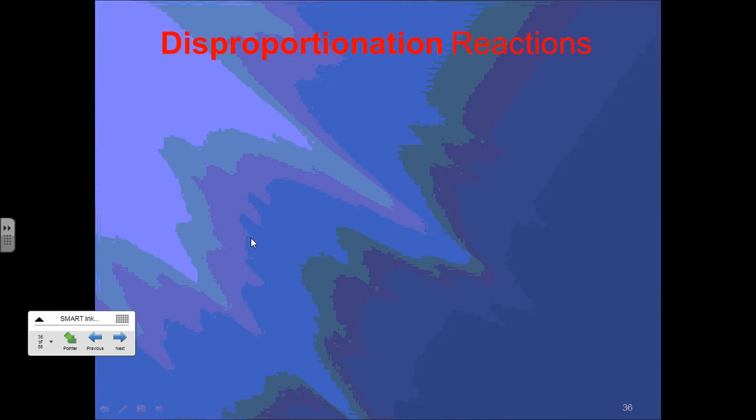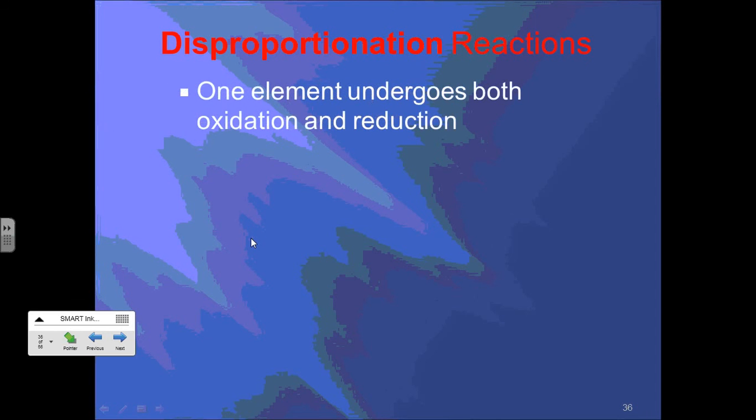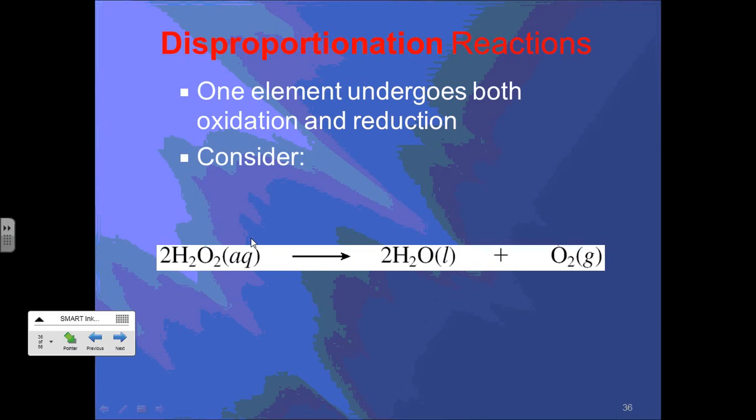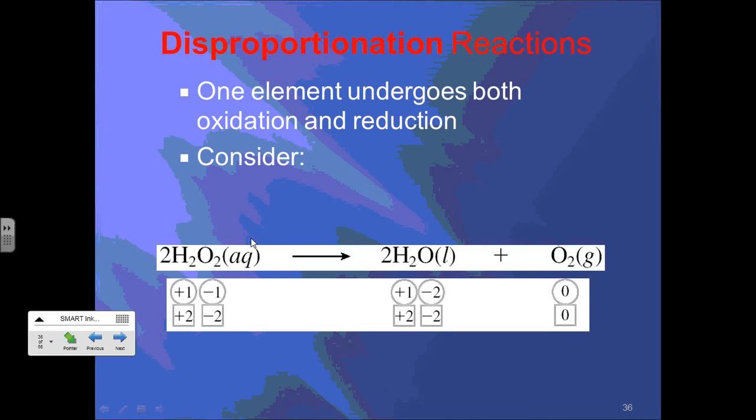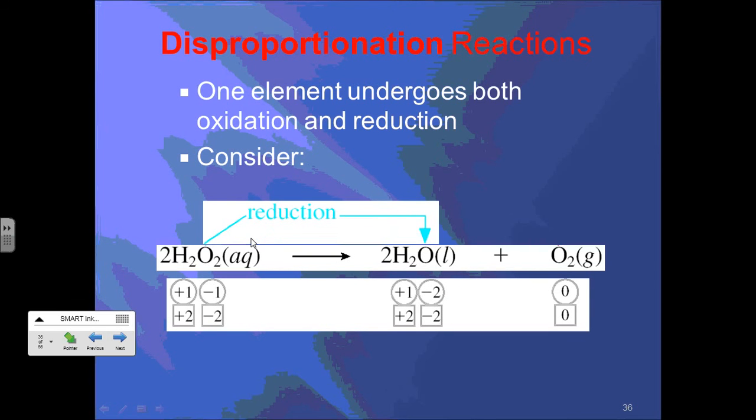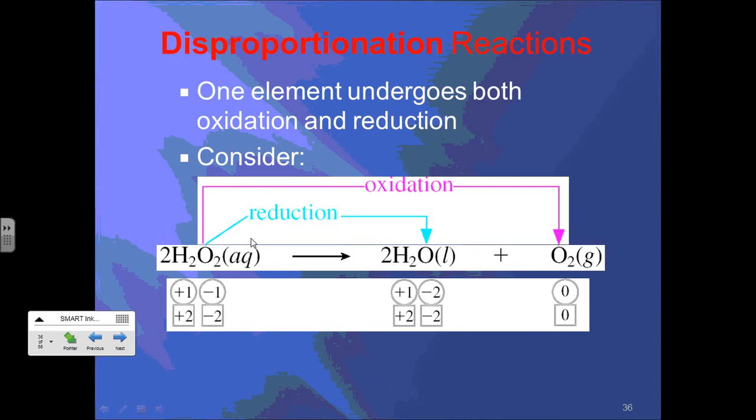Disproportionation reactions. In this process, one element undergoes both oxidation and reduction. Consider, if you will, the reaction, or decomposition rather, of peroxide. This yields water and oxygen gas. What's interesting and unique about this reaction is that the oxygen that is featured undergoes both a process of reduction and a process of oxidation with respect to the original oxygen in the compound.